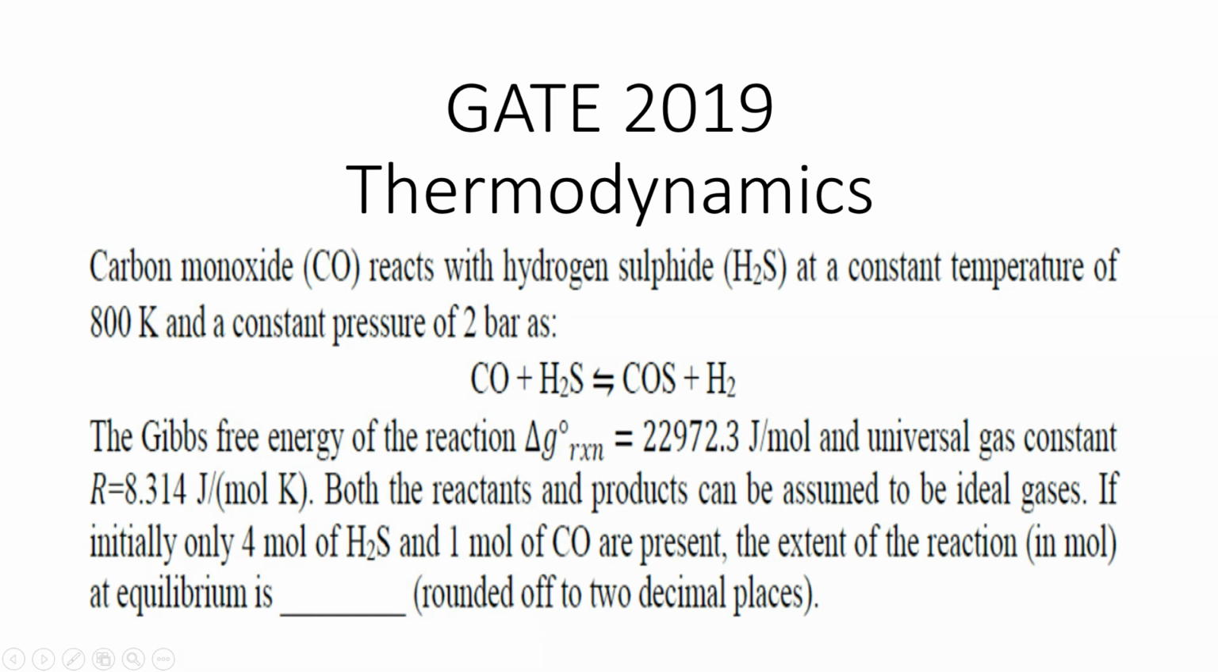The reaction is given: CO plus H2S gives you COS plus H2, right? The Gibbs energy of the reaction, delta G of the reaction, is 22972.3 joule per mole, and universal gas constant R is 8.314 joule per mole Kelvin. Both the reactants and products can be assumed to be ideal gases. Remember this, it is given as an ideal gas.